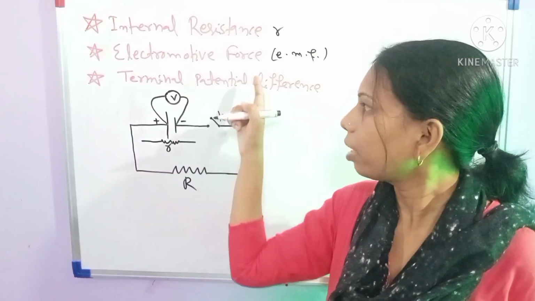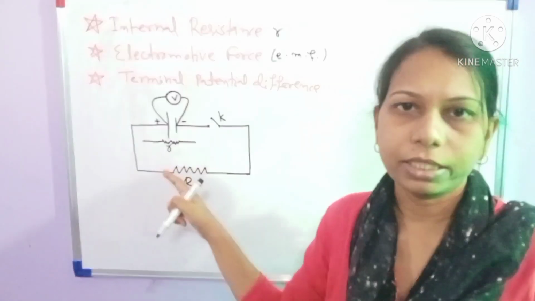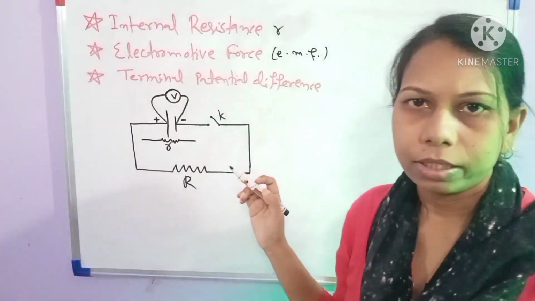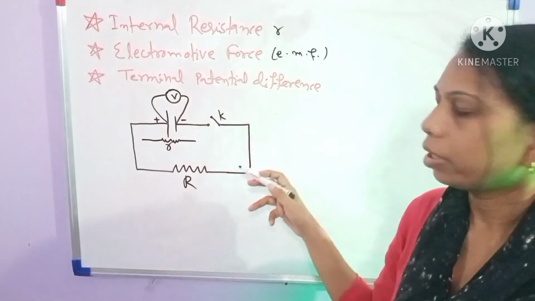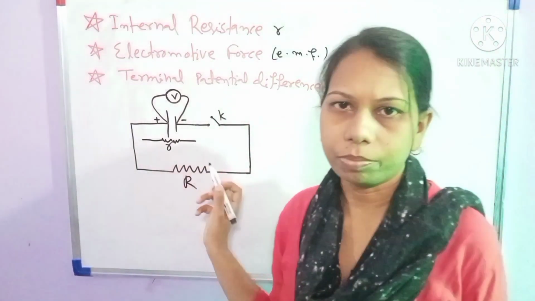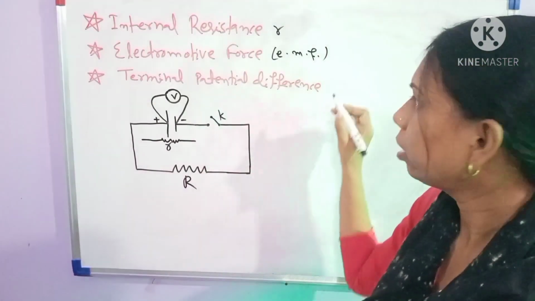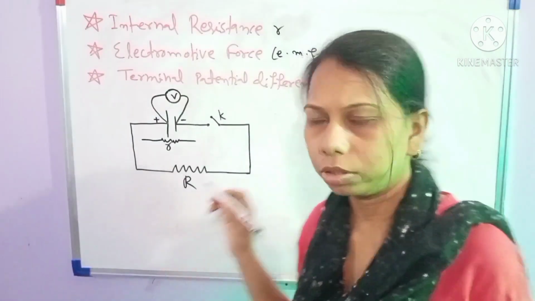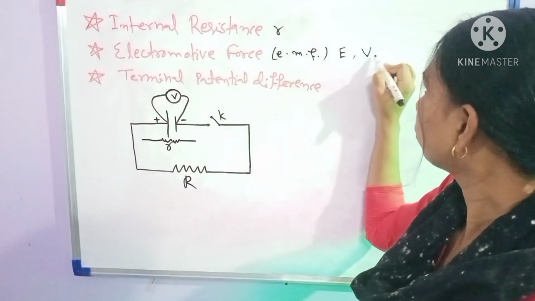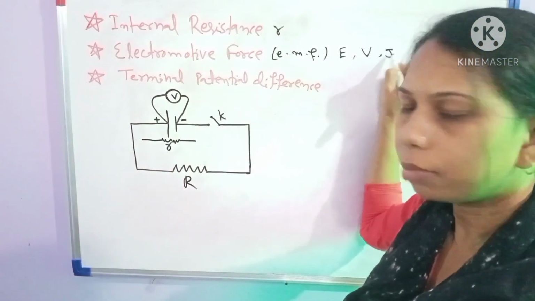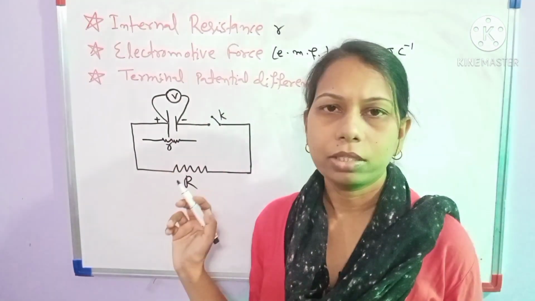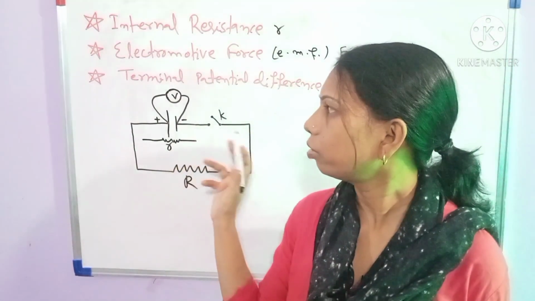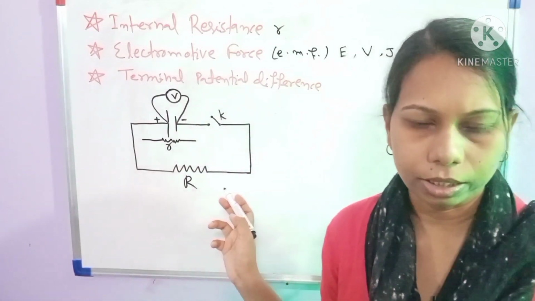Due to its EMF, a cell drives charge in the circuit. Therefore, EMF of a cell is also defined as the energy required to move a unit charge around the complete circuit. It is denoted by capital E. The SI unit of EMF is volt or joule per coulomb. The EMF of a cell is called 1 volt if 1 joule of work is performed by the cell to move 1 coulomb of charge around the circuit.